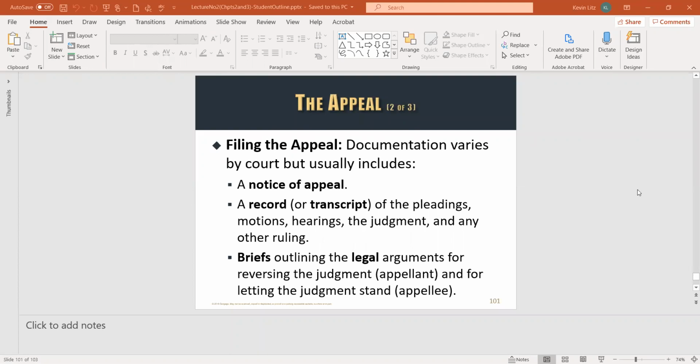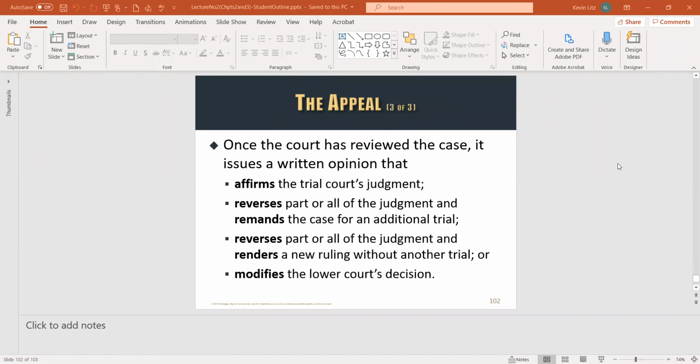Now we get up to appeal. I'm going to let you read through the appeal and how one files an appeal with an appellate court. These are what a court can do based on what it reviews, an appellate court.